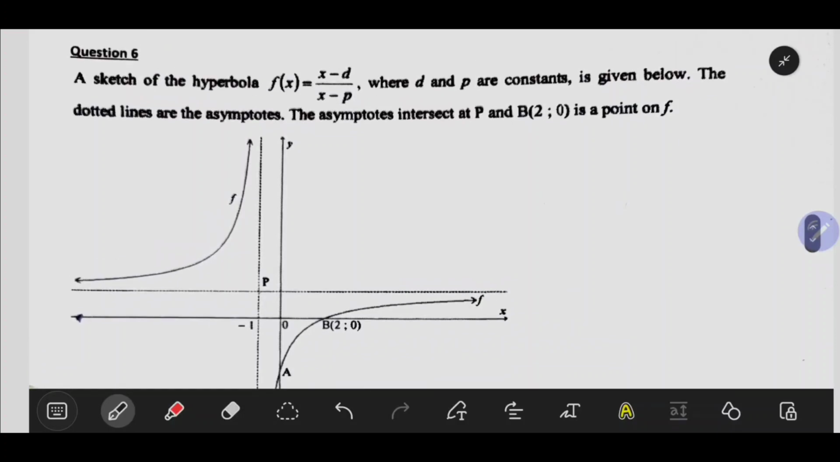So the dotted lines are the asymptotes. Then the asymptotes intersect at P, which is this point here. You can see that the vertical and the horizontal asymptote intersect there. And then we're given the coordinates of B, which is a point of the function f(x), and it's given by (2, 0). And we can see that that is the x-intercept.